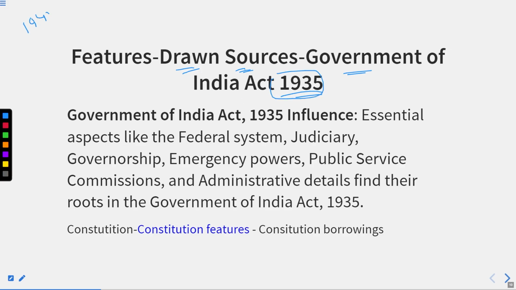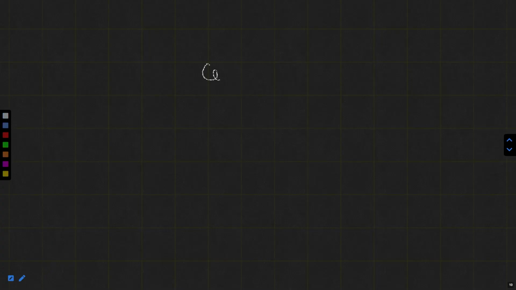India got independence in 1947. It means we are talking about the British rule. So basically, the Government of India Act 1935 had a great influence on the Indian Constitution. How? Essential aspects like the federal system. It means there are two types of government: central government and state government.